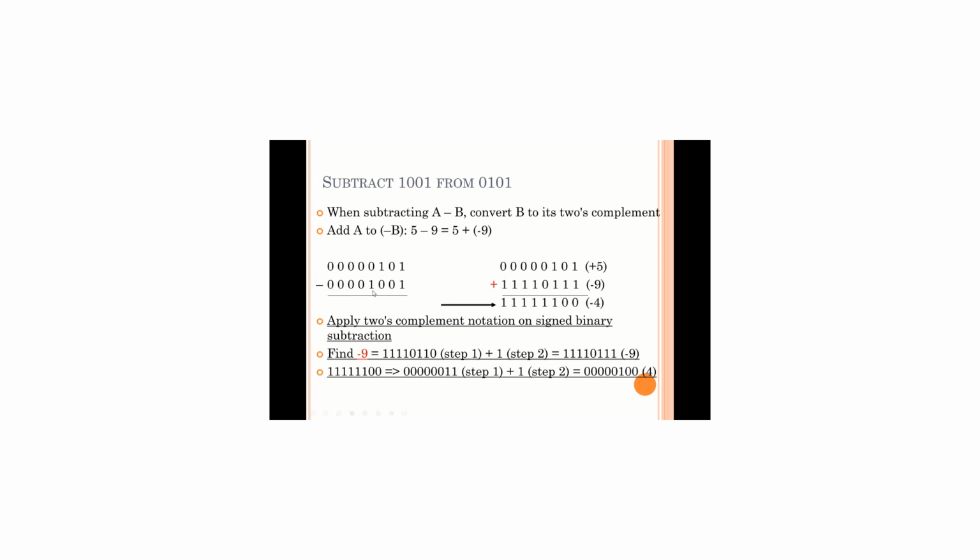So 0, 0, 0, 0 becomes 1, 1, 1, 1. 1, 0, 0, 1 becomes 0, 1, 1, 0. Plus 1 and you get 1, right? Now this number will represent negative 9. And if you add these two numbers together, you will end up with this number.